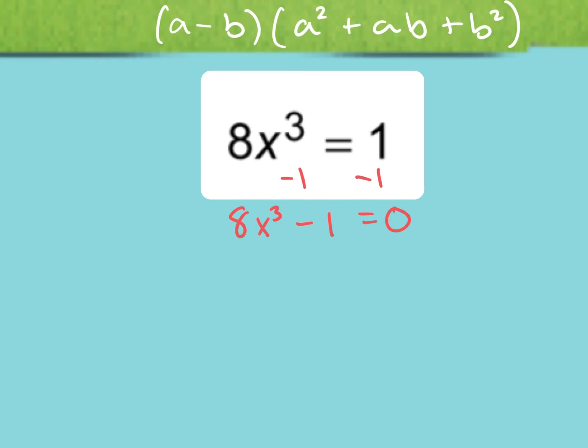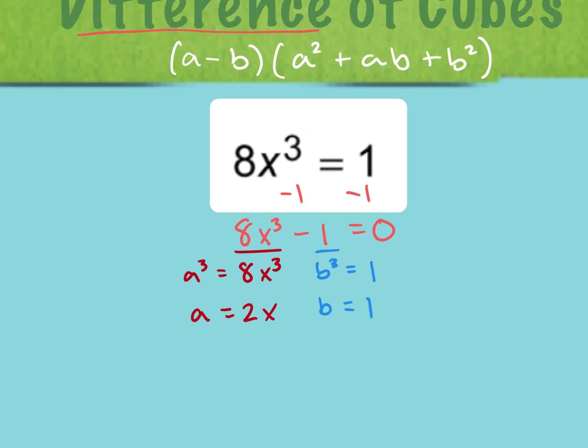All right, so A cubed is equal to the first part, so 8x cubed. So what is just A equal? 2x. Awesome. 2x. Because we know 2 cubed is 8, and x cubed is x cubed. Then I have B cubed is equal to 1. So what is just B? 1. So everywhere I have an A, I'm going to plug in 2x.